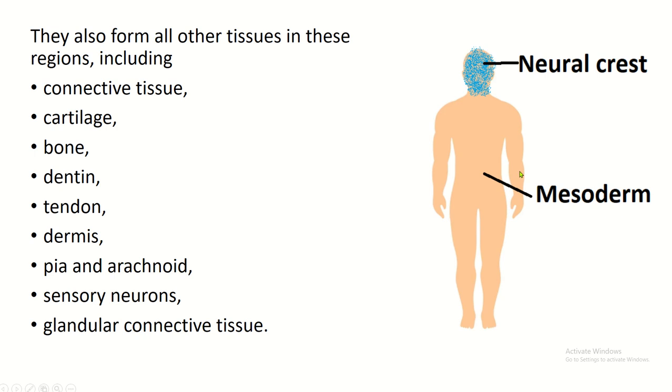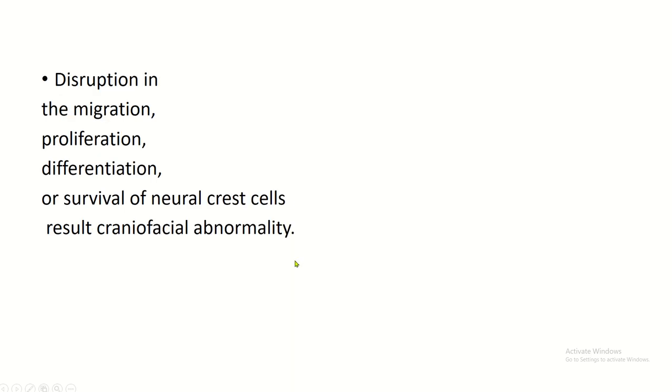The connective tissue, bones and cartilage of the head and neck region are developed from the neural crest, and in the rest of the body, these structures are developed from mesoderm. There are other structures which develop from the neural crest. So disruption of the migration, proliferation, differentiation and survival of the neural crest results in craniofacial abnormality.